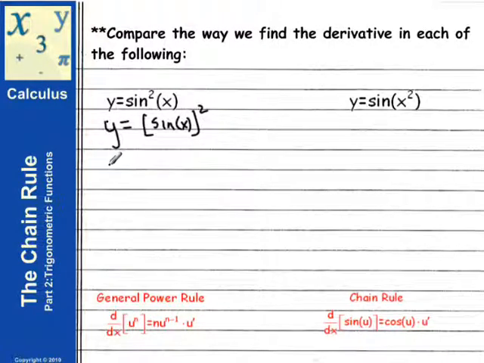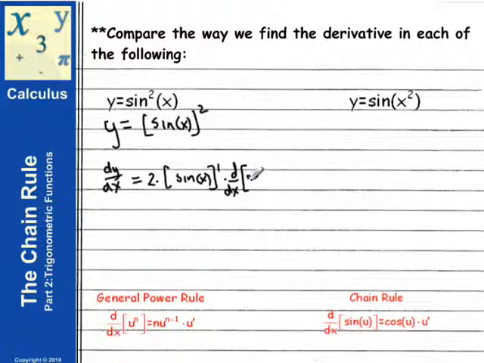So as we go about finding our derivative here, we'd say, okay, now that we've rewritten this in a form that we recognize we can deal with, the derivative of y with respect to x would bring down our exponent 2. We would decrease our exponent by 1. So we'd have the sine of x, of course, to the first power, and then we'd say times the derivative of the inside, the derivative of u. And so that would be the derivative of the sine of x.